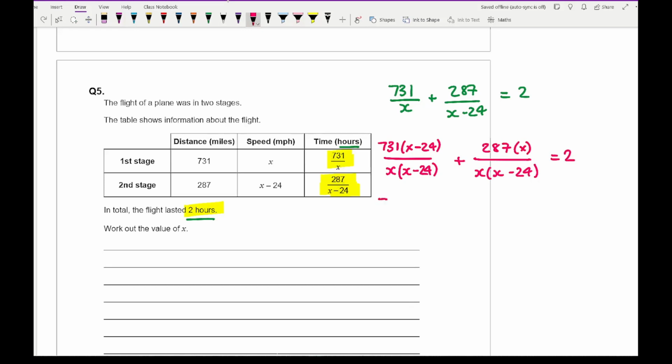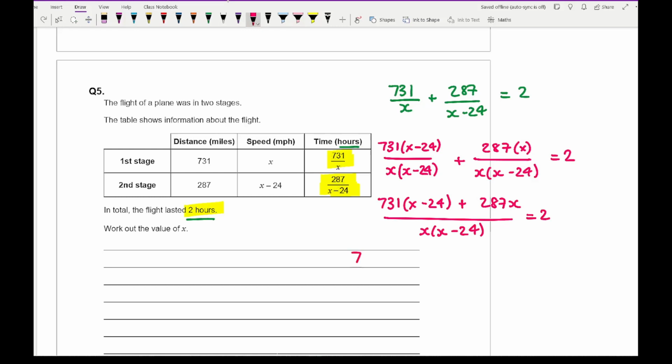Then what I can do is join the numerators together, so what I get is this all over x minus 24, and that equals 2. Now what I'm going to do is just neaten this up, and I would expect this to be on a calculator paper. It'd be very harsh if it was not on a calculator paper, but there you go.